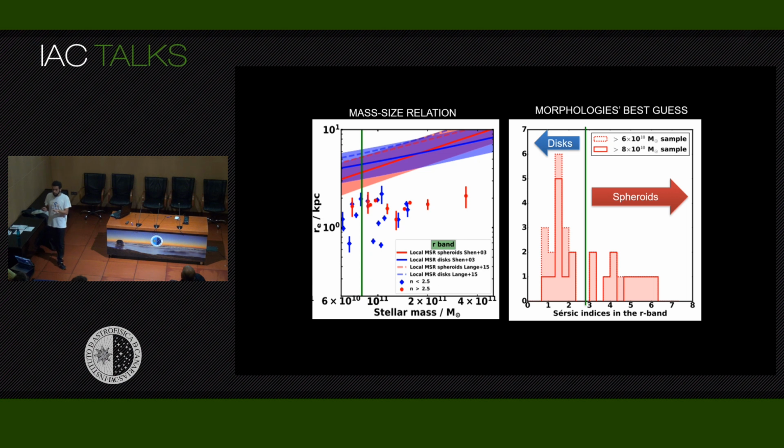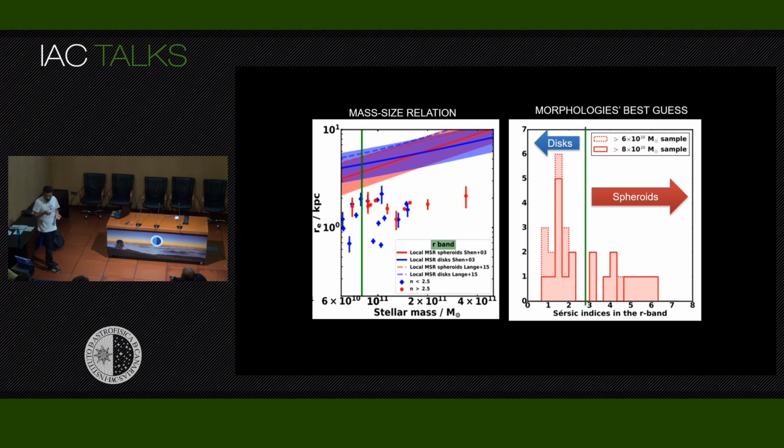Let's start with the plots. First of all, the mass-size relation. Here you have the effective radius of the galaxy, so the radius which encompasses half of the light coming from these objects, versus their stellar mass. And you can tell that if we compare our data points with the local size-mass relations, they are 2-3 sigma outliers, as we were expecting.